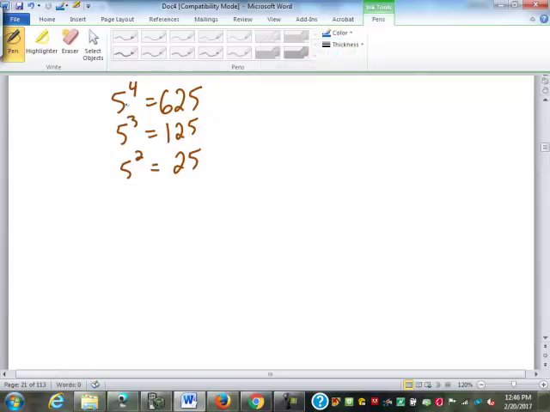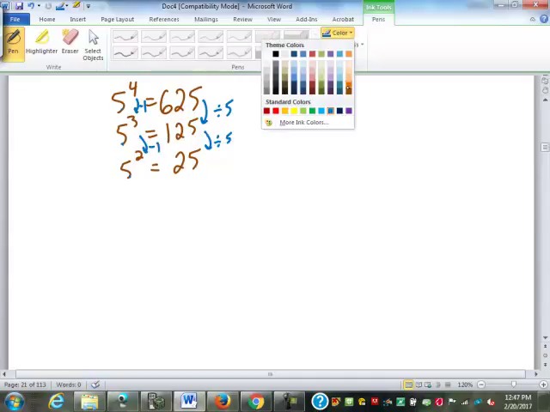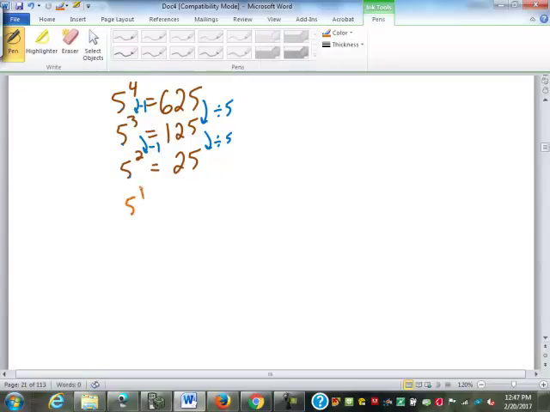So now I've established a pattern here. When I start out with a base of 5 in my exponent, if I reduce the power by 1, what happens to the number? Well, it divides by 5. Right? This is divided by 5 because I reduced the power by 1. If I keep going and I reduce the power by 1 again, 5 to the power of 1 is 5. Does that fit the pattern? I reduced the power by 1. Did the answer divide by 5? Sure did.